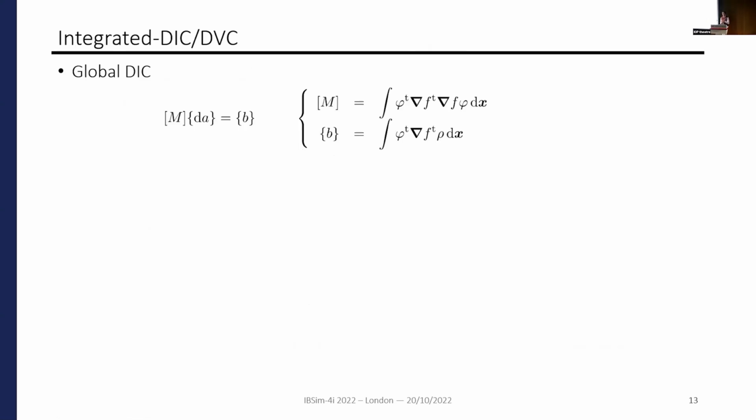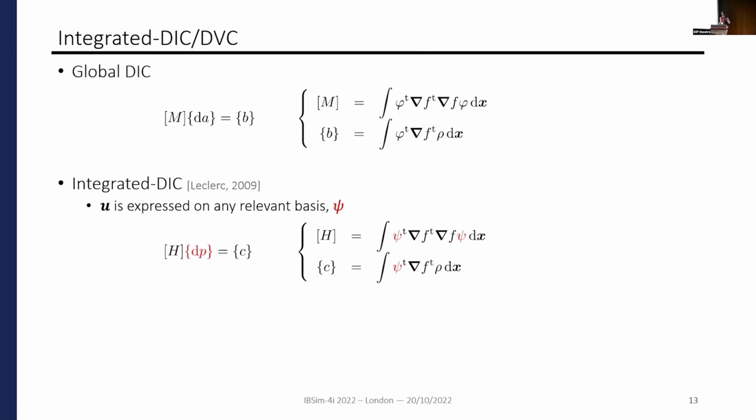And the difference between integrated DVC and classical global DVC is that we don't choose to express the displacement field on a finite element basis, but in fact on any relevant basis. And typically we want to use the basis of the parameters of our models. So we can write exactly the same problem, but replacing phi by a new shape function, which we call psi here. But most of the time, we don't know explicitly the shape function psi, because the mathematical link between the parameters and the gray level of the image is not known directly.